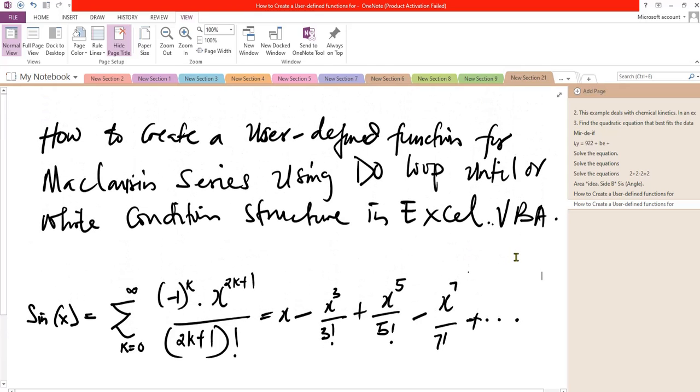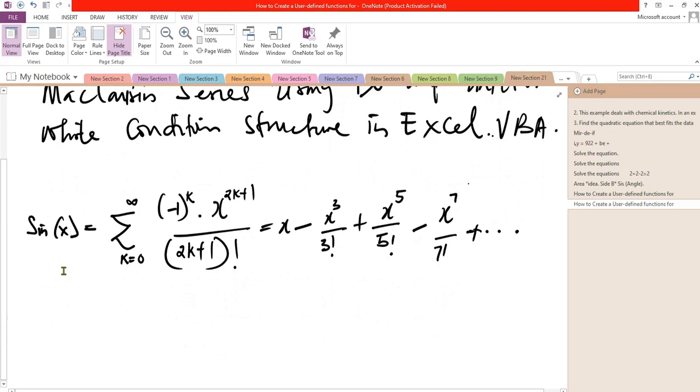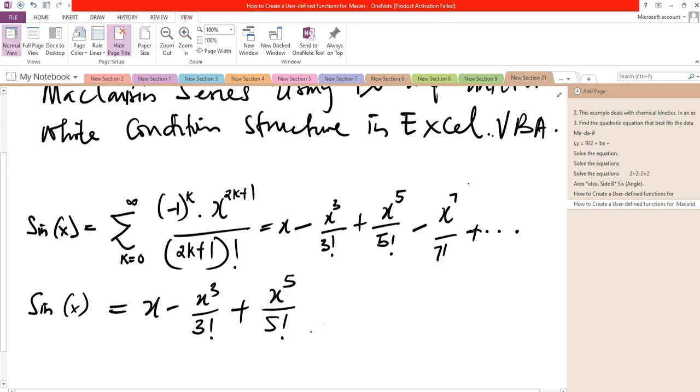Now, studying this series properly, you will come to realize that the sine of x, which the Maclaurin series will give you, is x minus x cubed all over 3 factorial plus x to the power 5 divided by 5 factorial minus x raised to power 7 all over 7 factorial.